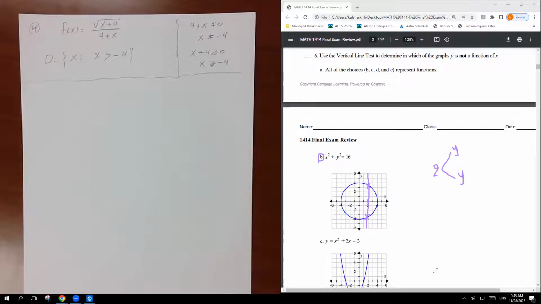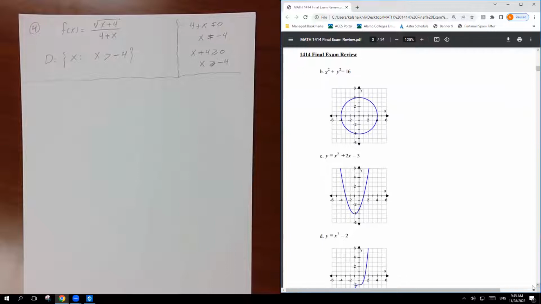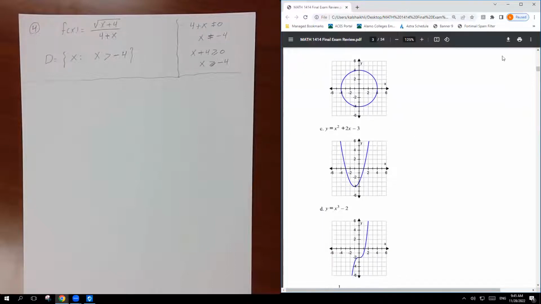Let's check the rest. So the first one is not a function. Let's go to the second one. So this one is not a function because we found one person going to 2 locations, 1 x going to 2 y. That means this is not a function. So I can't choose this one. Let's check the second one.